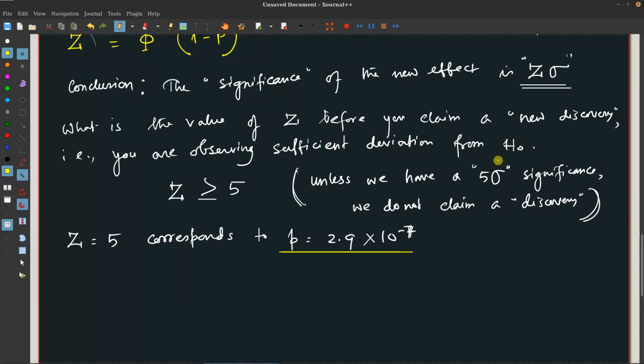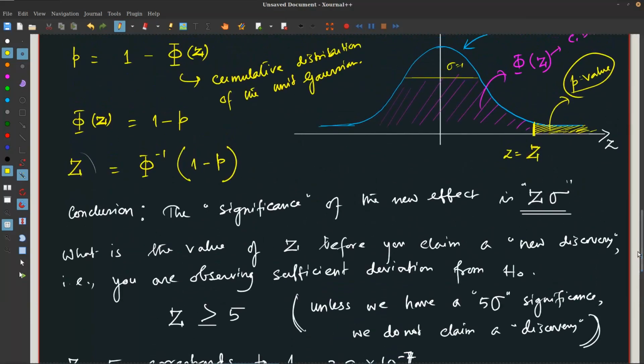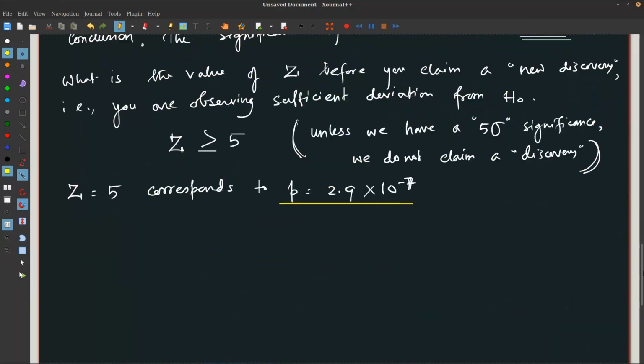Sir, 5 sigma covers almost all the area, right? 3 sigma covers 99% of the area. If you are saying 5 sigma, it's 99.9 maybe, or 99.999999. But there is still a finite probability. Yes, there will always be a finite probability, right? So you have to stop at some point.